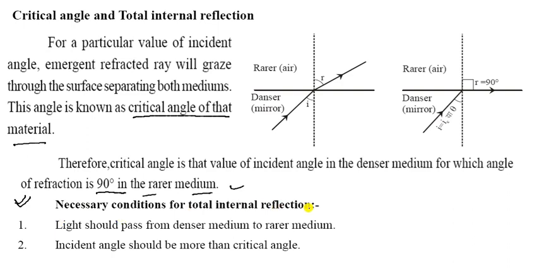So how will it travel? E to D, D to C, and C to B, and B to A. The path of the light cannot be changed, and that is called the principle of reversibility of the path of light. So you can know this one.